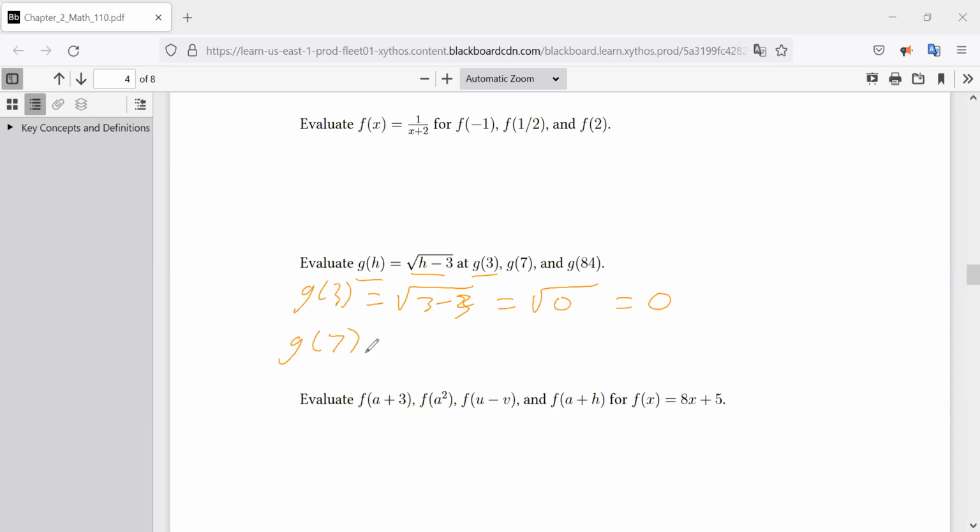G of 7, what's g of 7 going to be? Square 2. Not square root of 2. No, just 2. Yes, you shove the 2 steps together into the same thing, right? So we get square root of 4 is equal to 2.